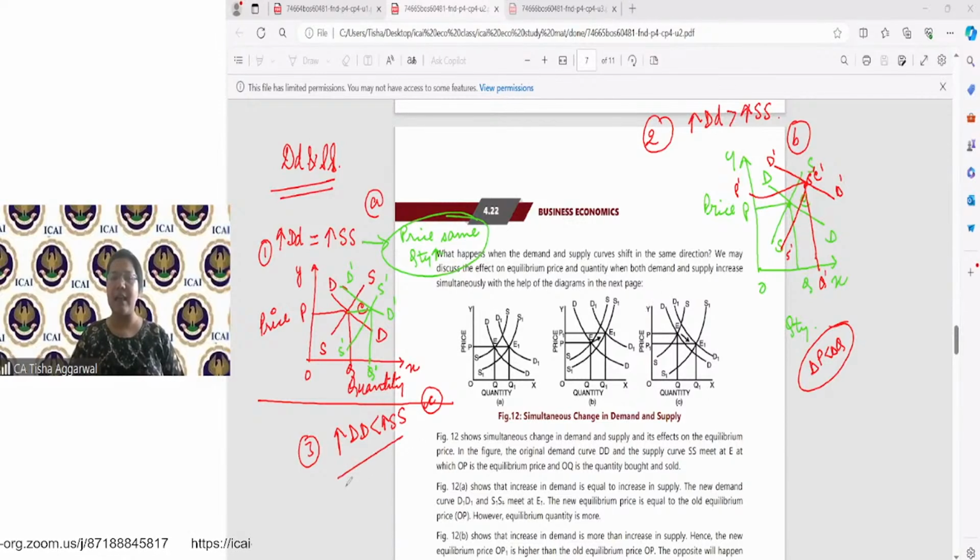Now give me the example of this. Give me the conclusion of this. Conclusion of case 3. Come on, fast.